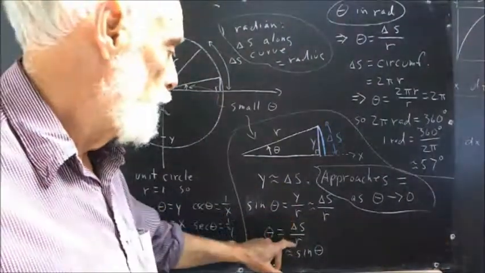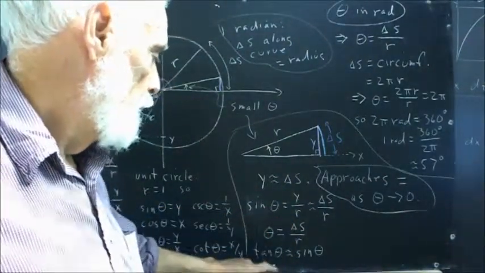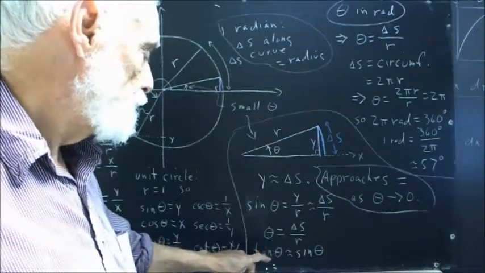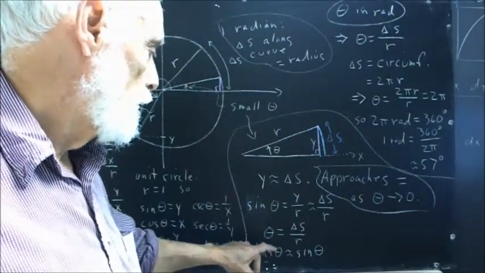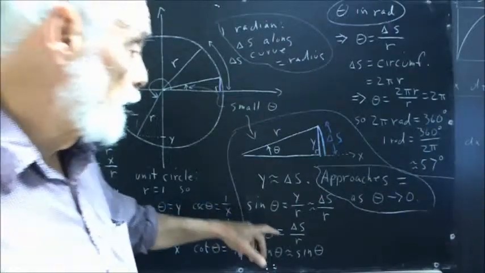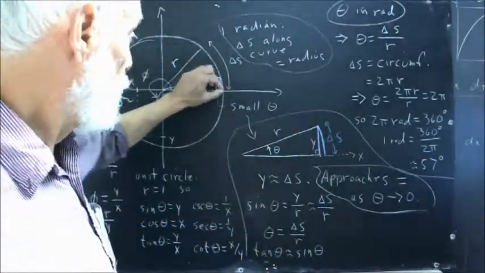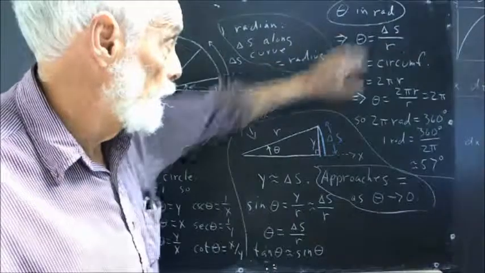Theta is then delta s over r, and of course, theta is delta s over r because you're simply dividing the arc distance by the radius according to our definition up here.